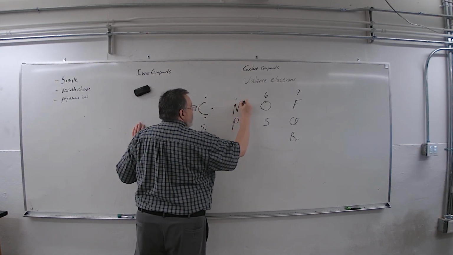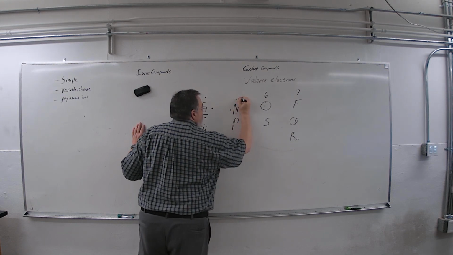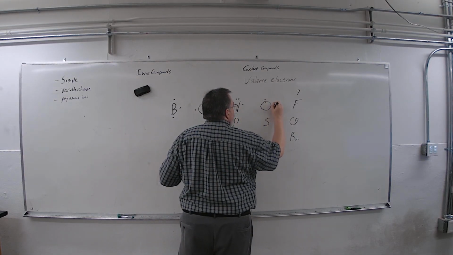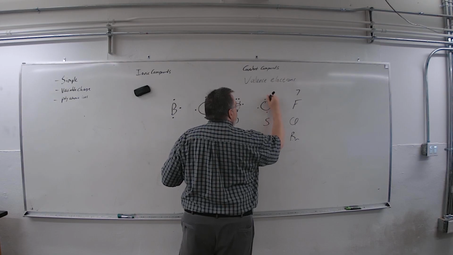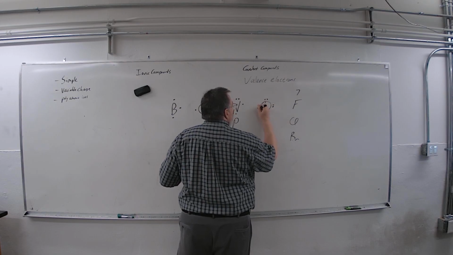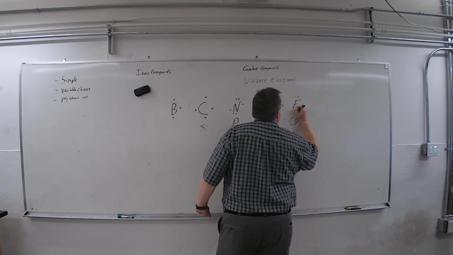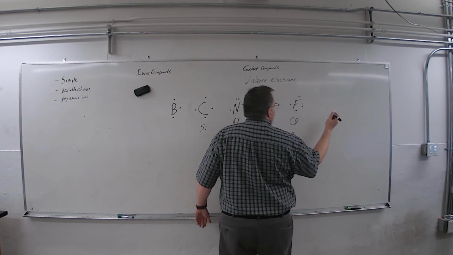Now watch what happens when I get to nitrogen. 1, 2, 3, 4. And now I pair it. As I come back around, I pair it. This one is 6. 1, 2, 4, 5, 6. And now I'm doing 7. 1, 2, 3, 4, 5, 6, 7.